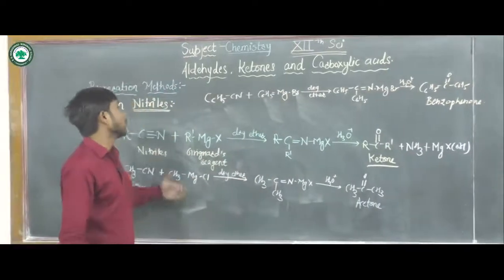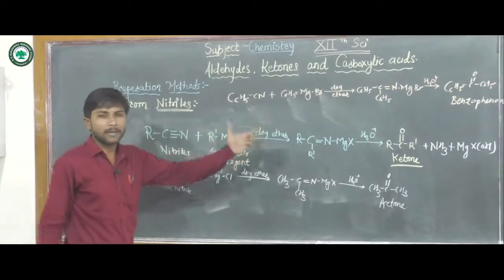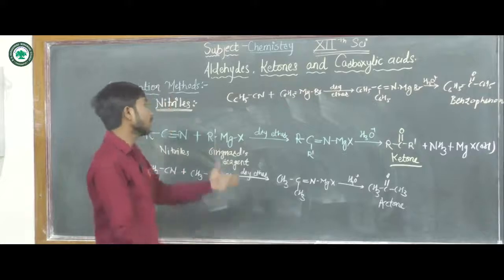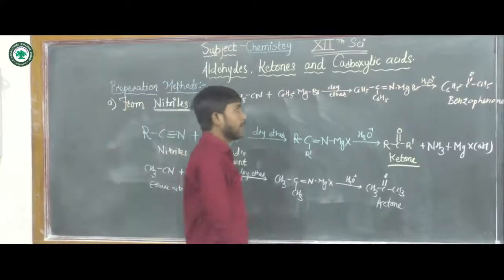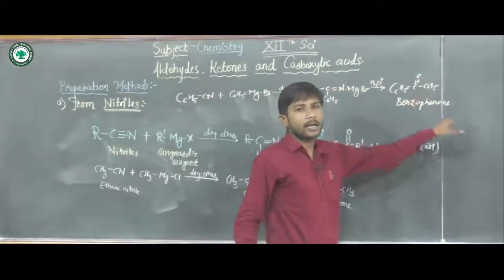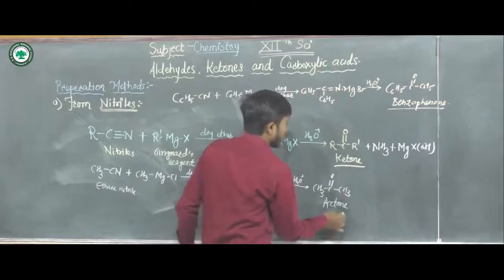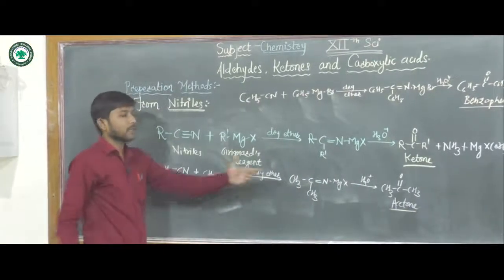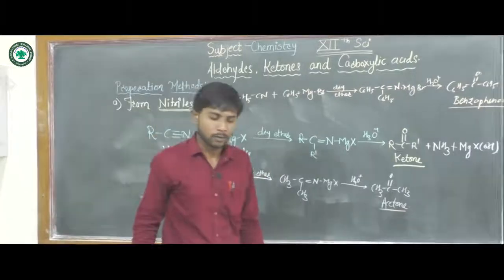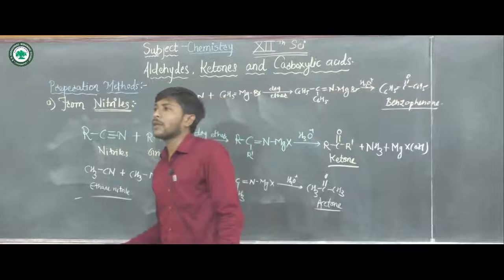It means that from nitriles we can prepare ketones, which may be aliphatic or aromatic, by reacting them with the Grignard reagent followed by acid hydrolysis. Here is the formation of benzophenone, and here is the example: from ethane nitrile there is a formation of acetone. Okay, these were the preparation methods of aldehydes and ketones from nitriles.